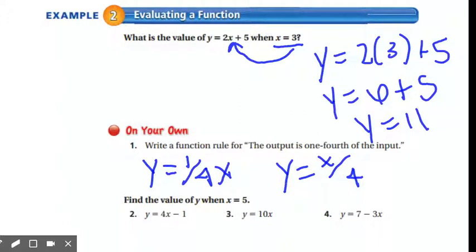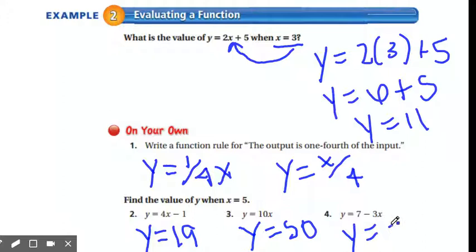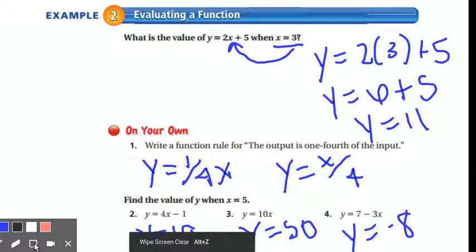Number 2 says find the value of y when x equals 5. So if you plug in 5 for x, you should get y equals 19 for that one. Number 3, y equals 10x. So you should get y equals 50. And then number 4, when you plug in 5 for x, you have 7 minus 15, which is y equals negative 8. All right. Any questions on those? You can maybe ask someone next to you or shoot me an email, but those should be pretty doable for you.